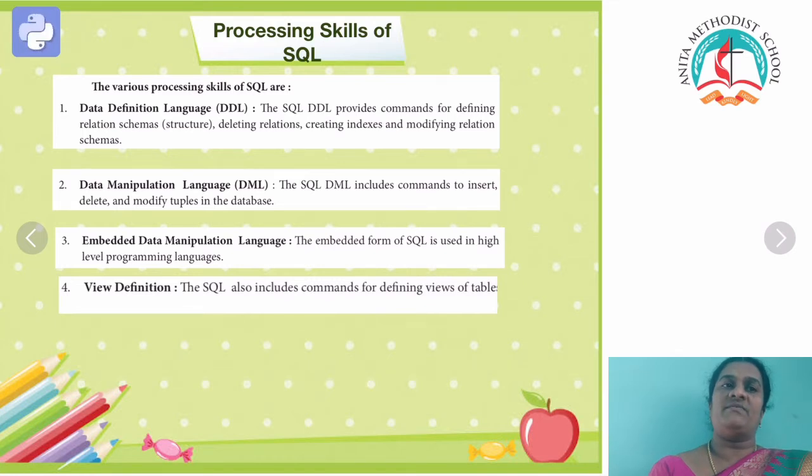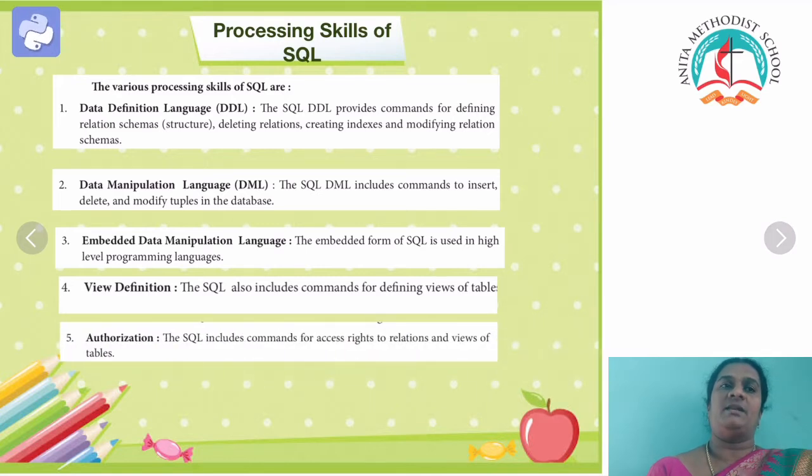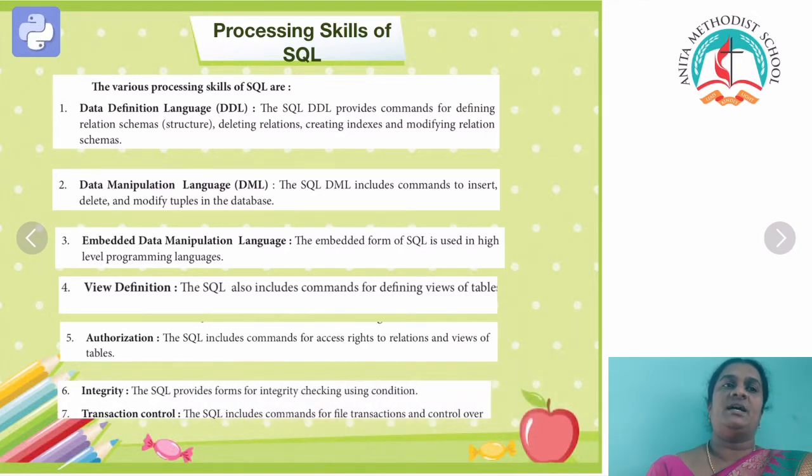It's view definition. View definition is an example for viewing a view of a table. How the table is being created, how it is done. So that is viewing of a table. And then authorization. How we are going to authorize or give rights for the access. That is called authorization. And next is integrity and transaction control. What is integrity? We use some conditions to use the data or block the access from other users. So that is called integrity.